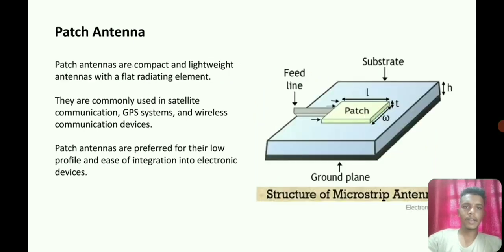And the patch antenna. Patch antennas are compact and lightweight antennas with a flat radiating element. They are commonly used in satellite communication, GPS systems, and wireless communication devices. Patch antennas are preferred for their low profile and ease of integration into electronic devices.